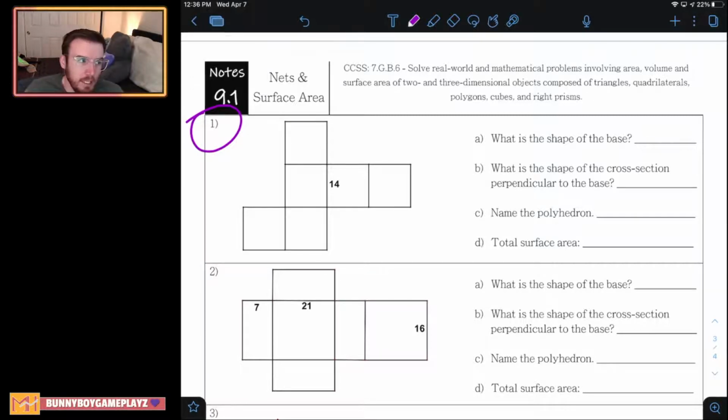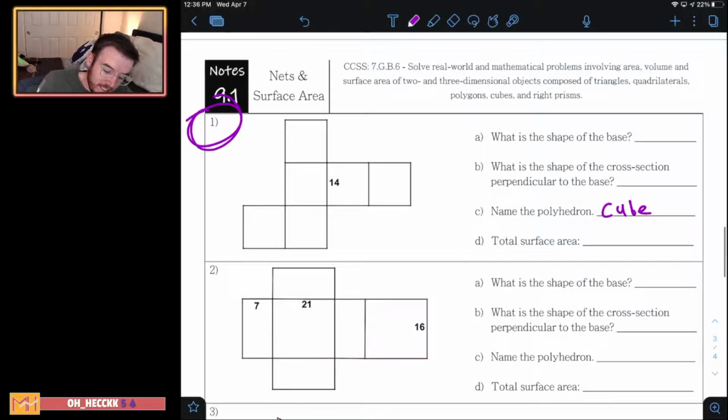Surface area being, okay, if I find the area of each of the faces, then I can find the area of the surface, the visible surface, right? The stuff I can touch. So you may or may not be able to look at number one and know what shape that is. What shape is that if I were to fold it back together? It is a cube.